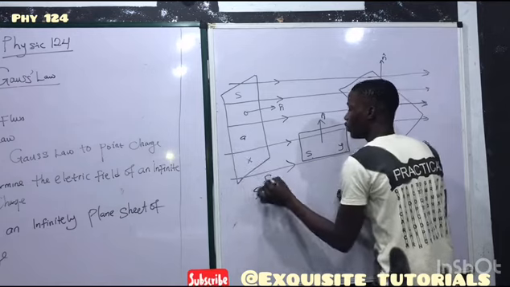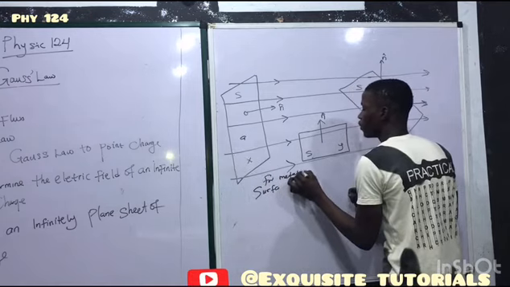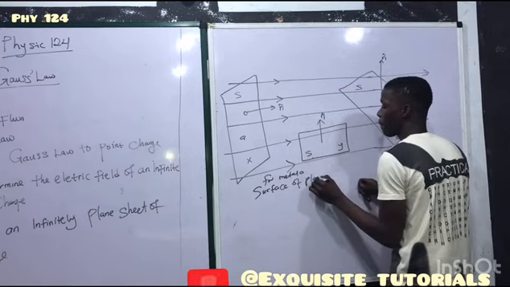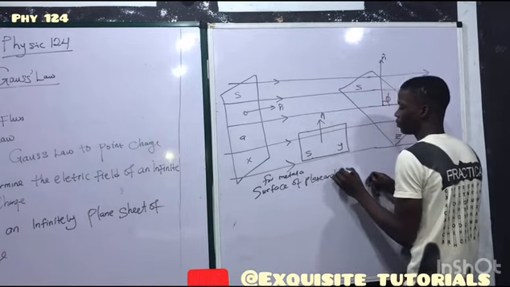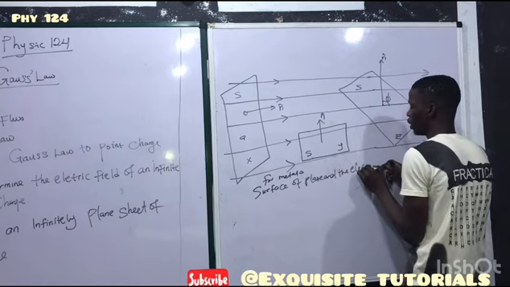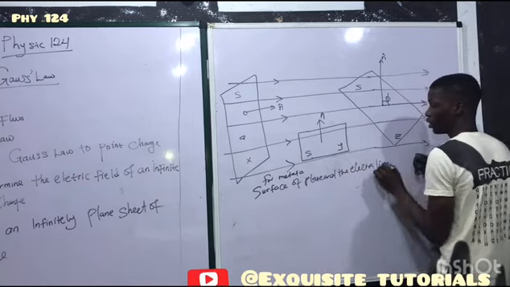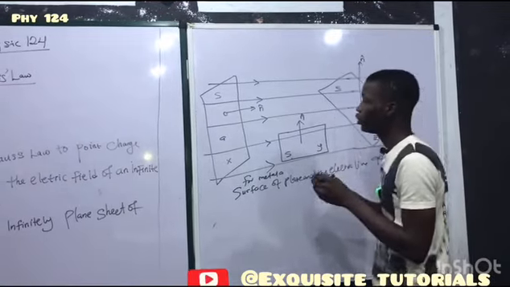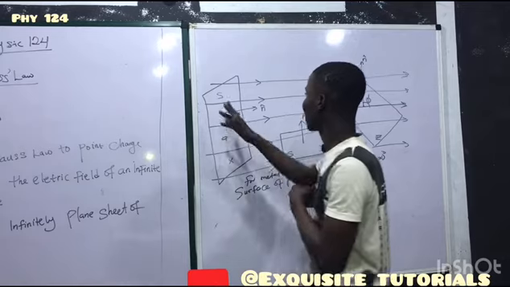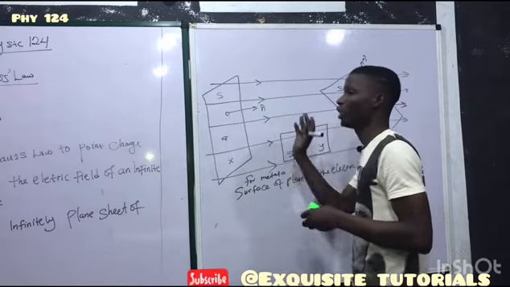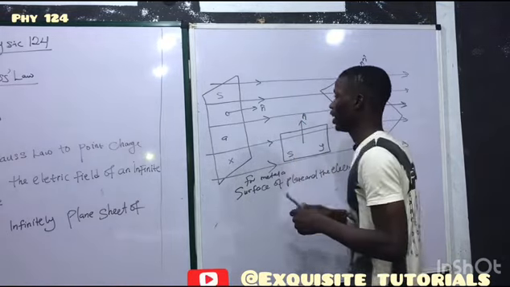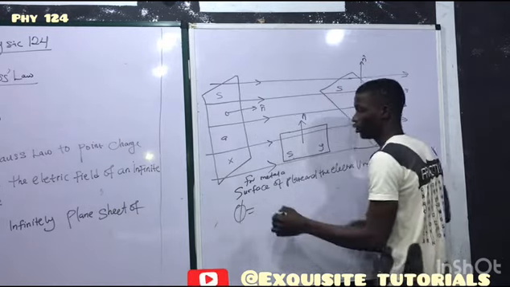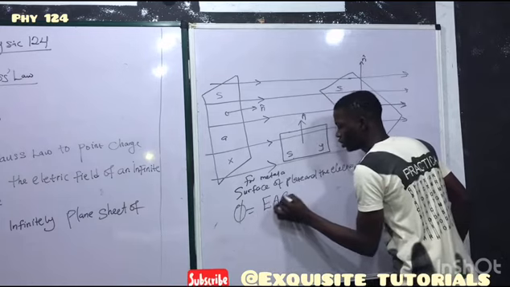Let's assume this is A. For the metal plate A, the surface of the plate and the electric field line, the angle between them is 90 degrees. But if we look at our unit normal, it is acting parallel to the electric field line. So at this point, our electric flux is equal to EA cos theta.